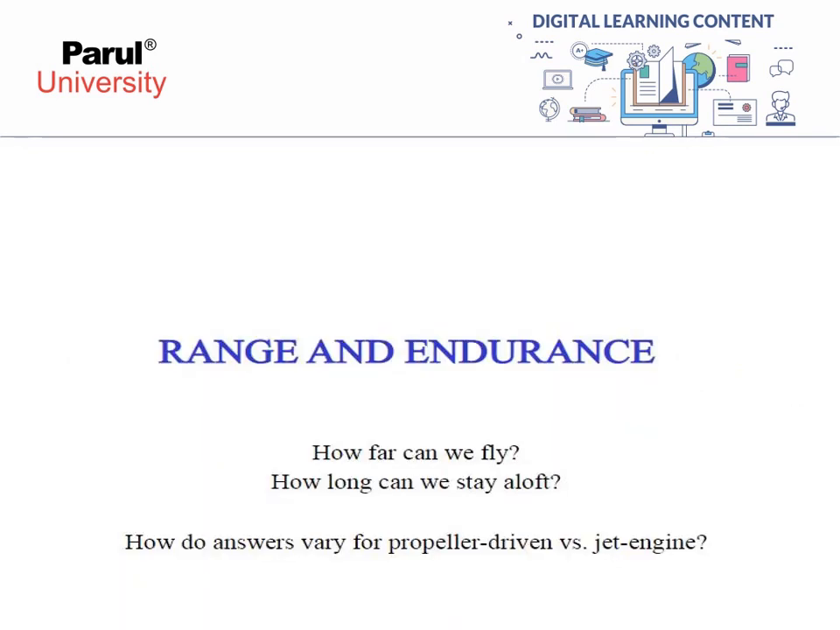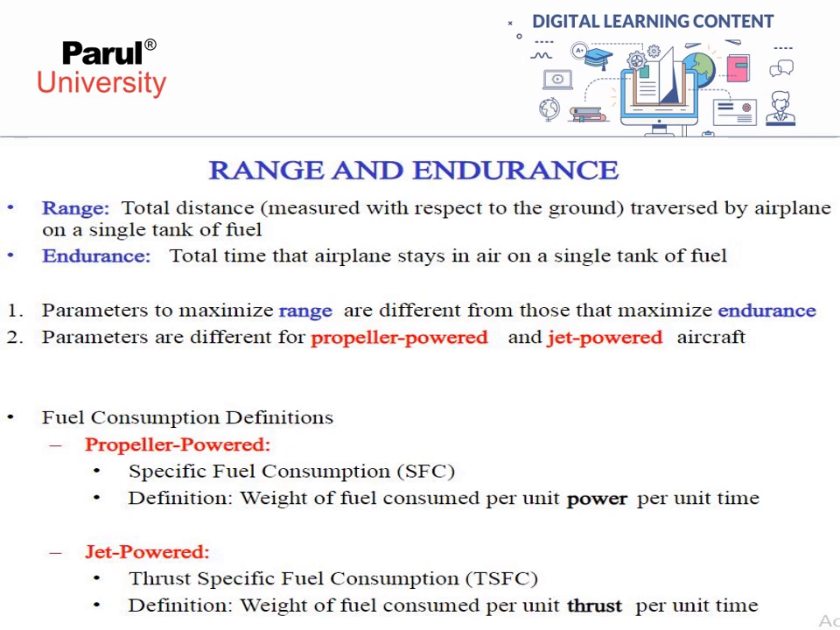For range and endurance: how far can we fly? How long can we stay aloft? How do we answer this for a propeller driven aircraft? Now, the range is the total distance, measured with respect to the ground, traversed by an aeroplane on a single tank of fuel, and endurance is the total time that the aeroplane stays in the air on a single tank of fuel. The parameters to maximize range are different from those that maximize endurance. Second, the parameters are different for propeller powered and jet powered aircraft.